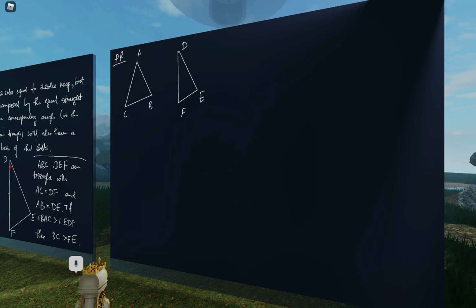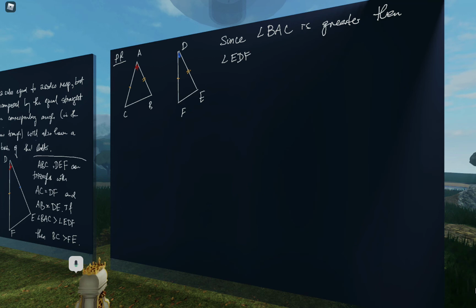And we said that these sides were equal and these sides were equal. And those angles there, one is greater than the other at the top. Okay, so here we go. So since angle BAC, that's that first angle here, is greater than angle EDF, that's this angle here.